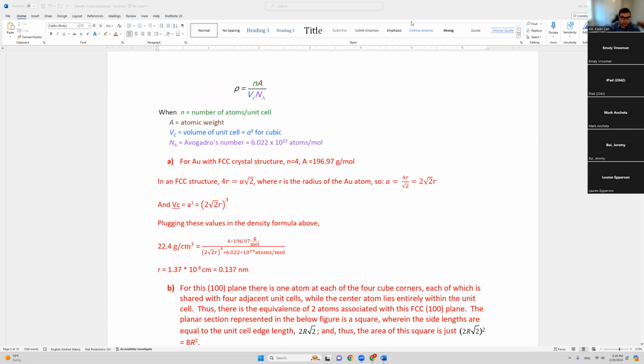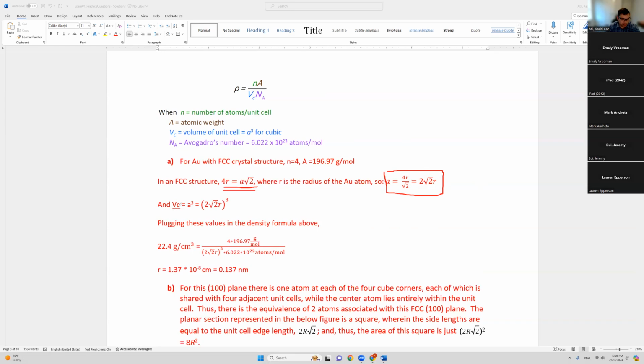So we also know this relation, right? In an FCC structure, you can find this in your slides, 4 times the radius is equal to A, which is the edge length of the unit cell, times square root of 2. So we can write A like this, right? A is equal to 2 times square root of 2R.